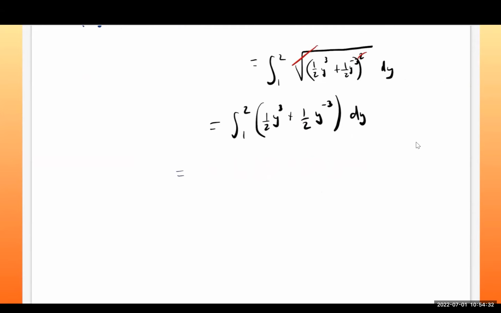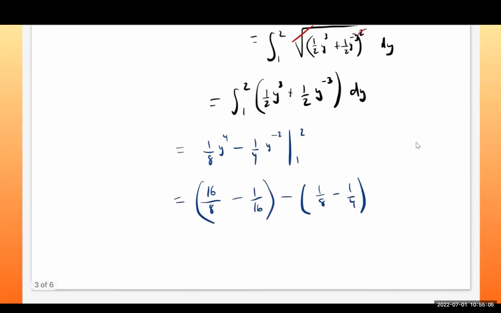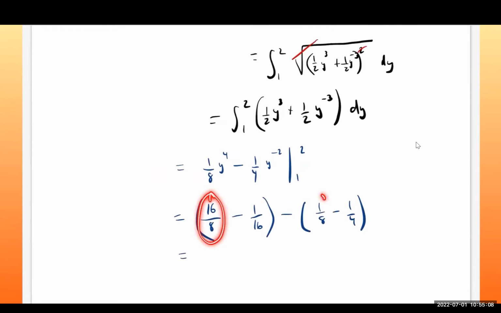dy. And now if you integrate, you find the antiderivative, you should get, what is that going to be, 1/8 y to the 4th minus 1/4 y to the negative 2. We're going from 1 to 2. Plugging that in gives you 16/8 minus 1/16, minus, plugging in 1 gives you 1/8 minus 1/4. And then 16/8 minus 1/8 is 15/8.